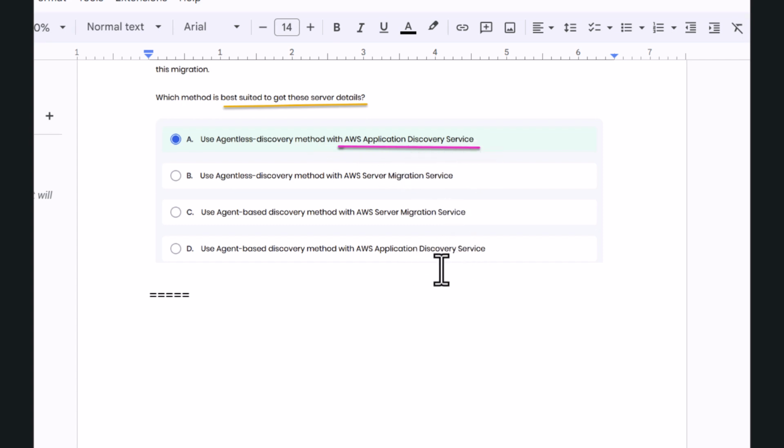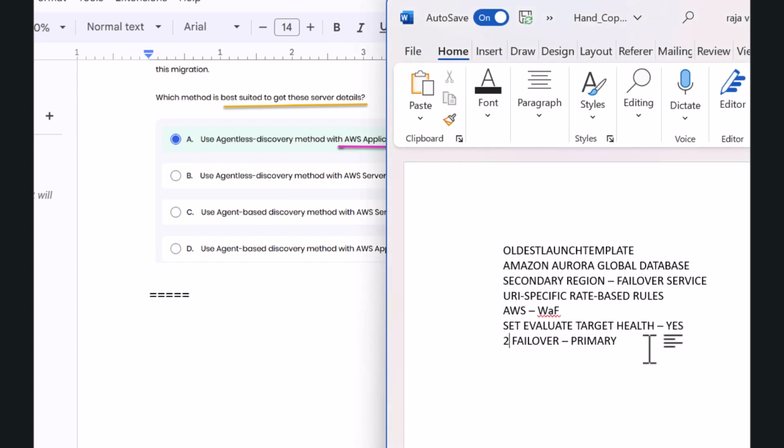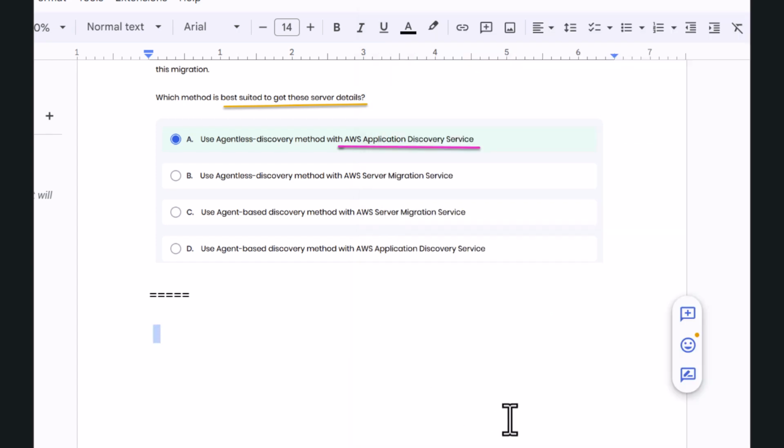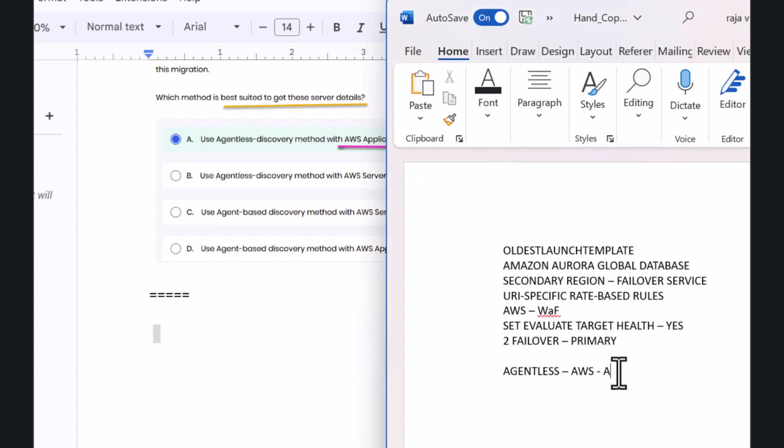So the last one is also the same. AWS application discovery service. So what is the difference between these two? This is agentless, but the last one was agent based. So this is agentless and also AWS application discovery services. So let's write that down: agentless and AWS application discovery services.